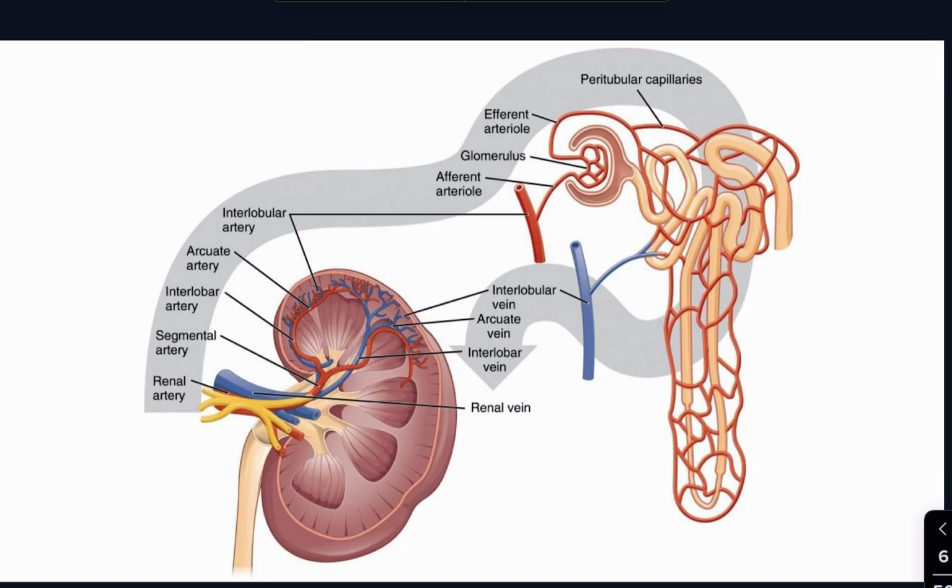Now, at some point, we're going to see a transition into these venous structures, right? We're going to be leaving the peritubular capillaries and entering into what are called our interlobular veins. So we have an interlobular vein, and that interlobular vein will become an arcuate vein, then an interlobar vein, then a renal vein, right? There's no segmental vein like there is in the segmental artery. So let's just run through these really quickly.